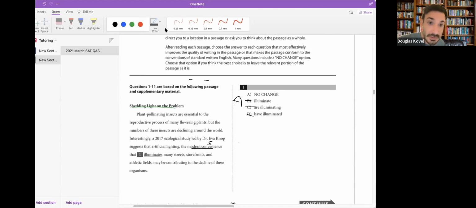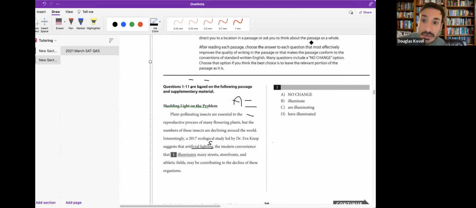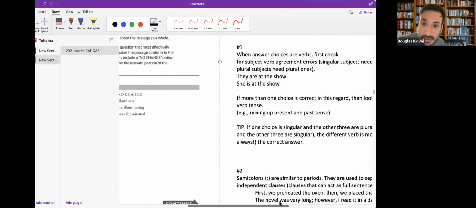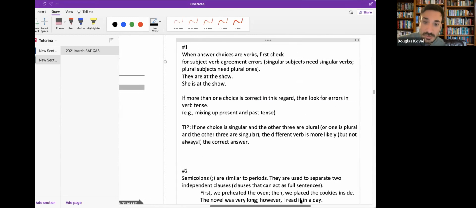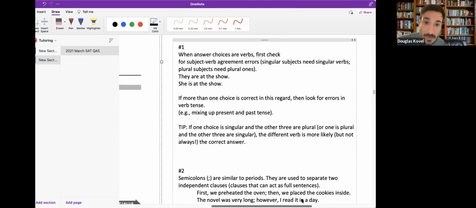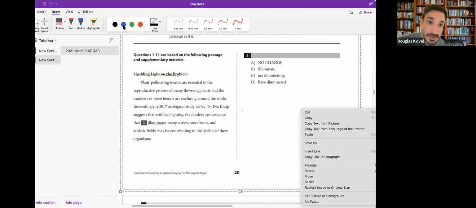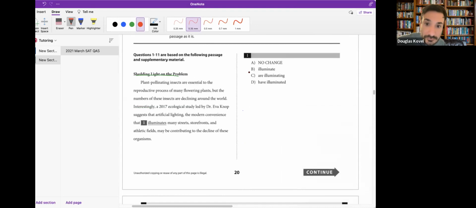So then we don't even need to worry about issues like verb tense. Oh, one thing I wanted to point out, here's a tip. If one choice is singular and the other three are plural, or one is plural and the other three are singular, the different verb is more likely, but not always, the correct answer. That's something to keep in mind. So in this case, we said it was A because we needed singular.